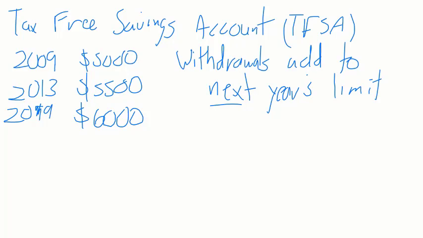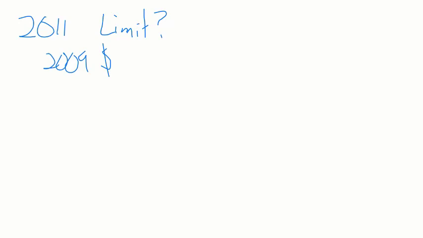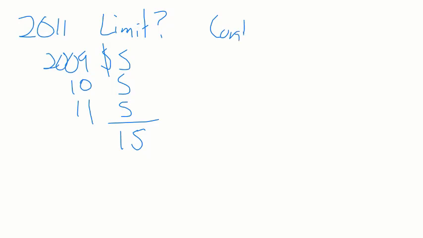So let's consider a question. It is 2011, and assuming you were at least 18 in 2009, what is your limit? Well, your limit for 2009 would have been 5,000. For 2010 would have been another 5,000. For 2011 would have been another 5,000. Your limit is 15,000. So let's say in 2011 you contribute $10,000.